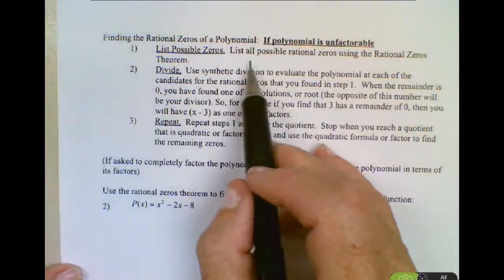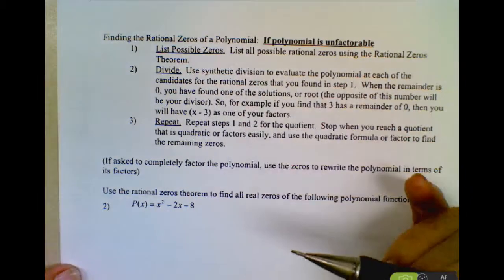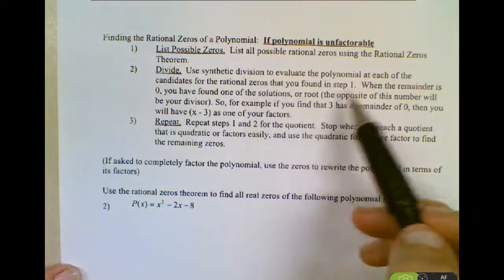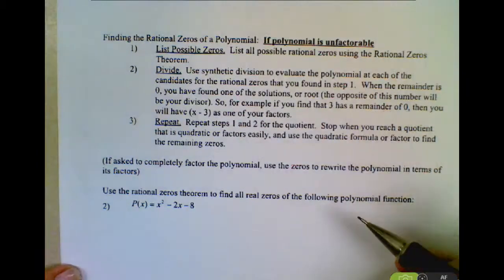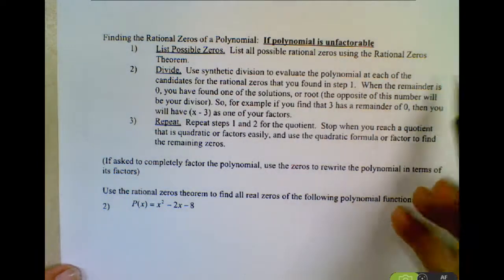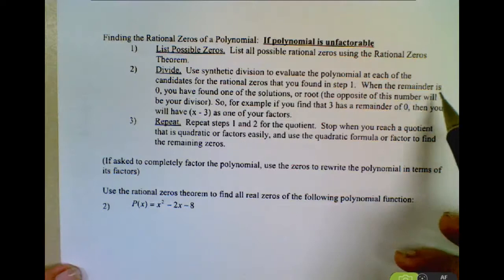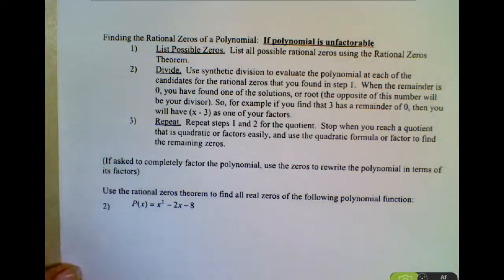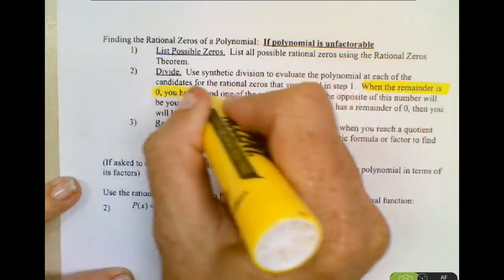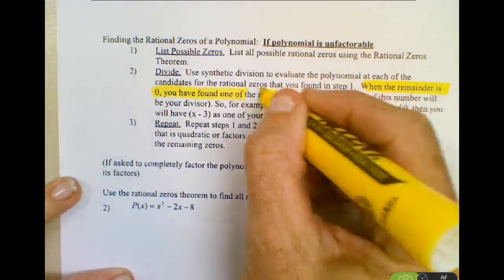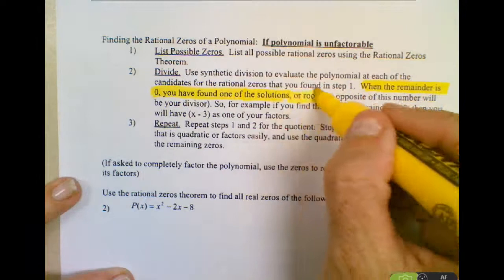So you're going to list all of your possible zeros. That's what we just did on the front page. Then one at a time, you're going to divide those using synthetic division. This is where you're going to see how quick synthetic division can help you move through these. When the remainder is 0, you have found one of the solutions. I would strongly suggest highlighting that in your notes. When the remainder is 0, you have found one of your solutions or roots.